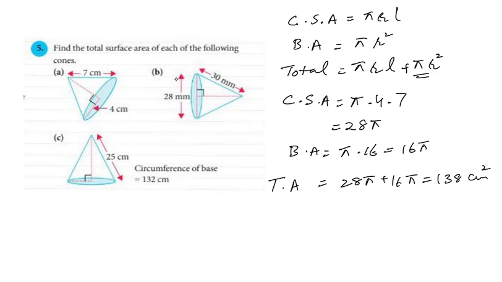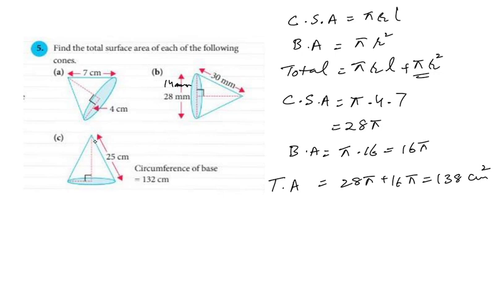In part B, you see that we are given the slant height, which is 30 millimeters, and the diameter of the base, which is 28 millimeters. The question will be solved on the same lines, but instead of this 28, you are supposed to be using 14 as its radius, so 14 millimeters, sorry, as its radius.